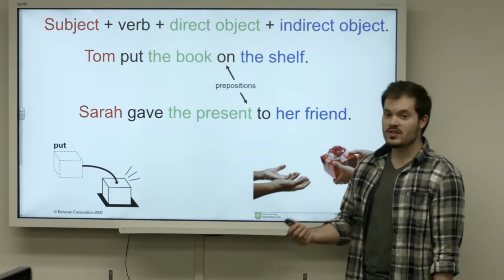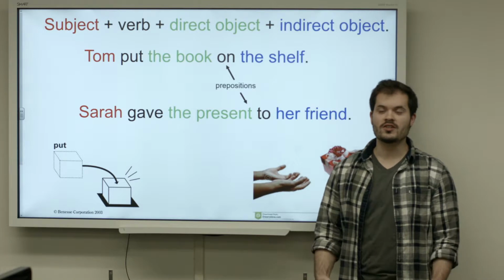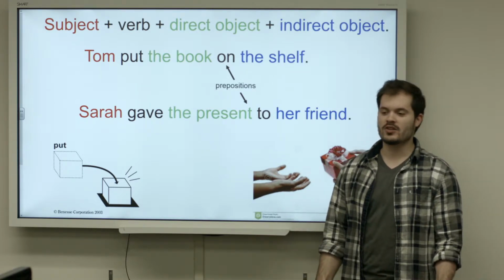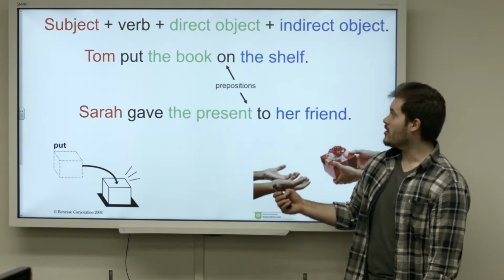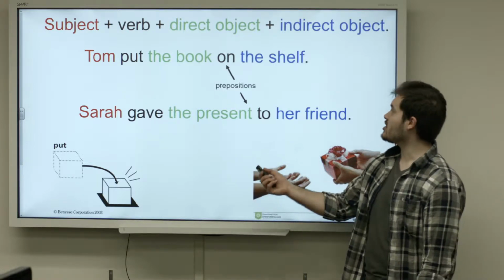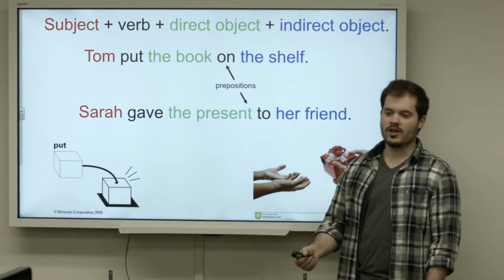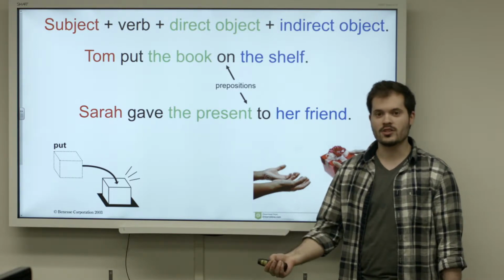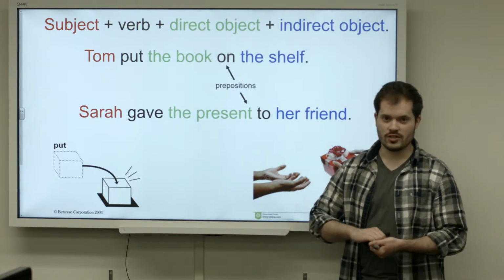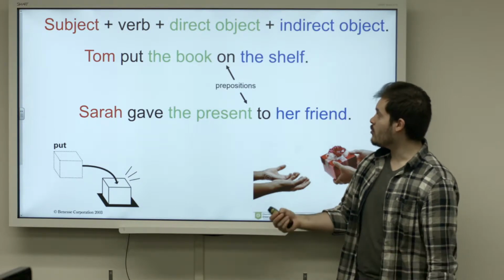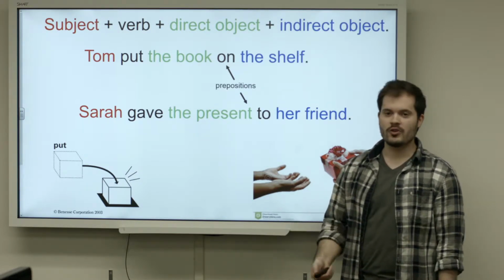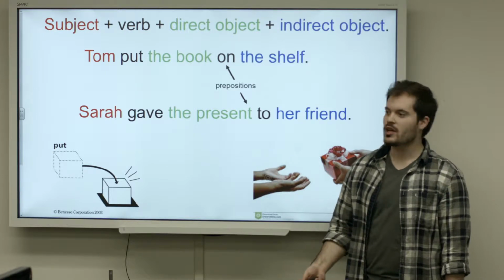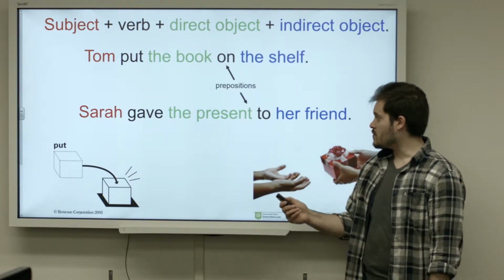So, this structure is actually a lot like English. Thankfully, it's pretty easy for us to understand this because the patterns are not that different. In English, we say subject, verb, direct object, and indirect object. And that's pretty standard, and when we have the direct object before the indirect object, usually they're related by a preposition. So in Tom put the book on the shelf, the book is the direct object, and the shelf is the indirect object, and they're related by a preposition.